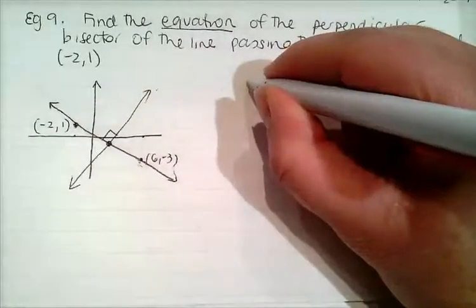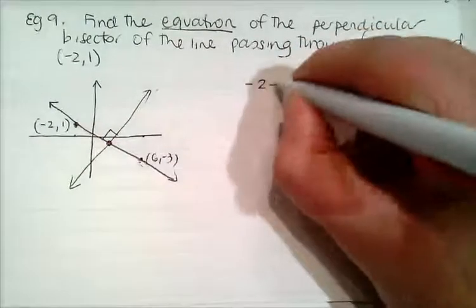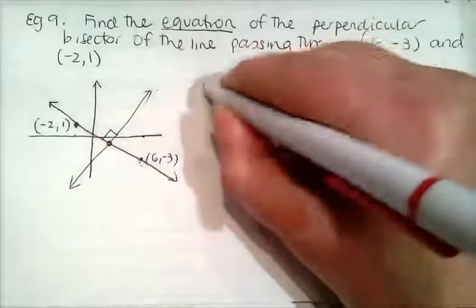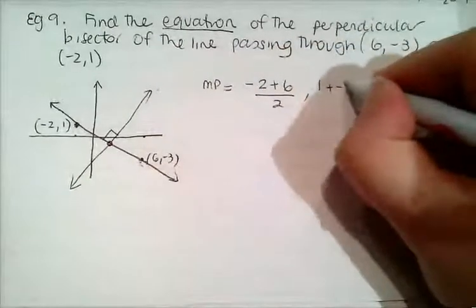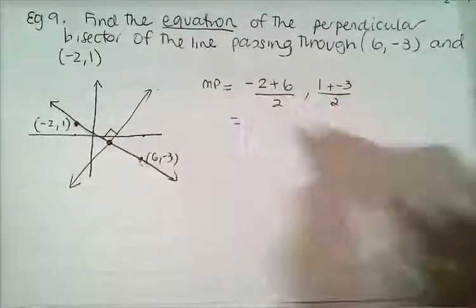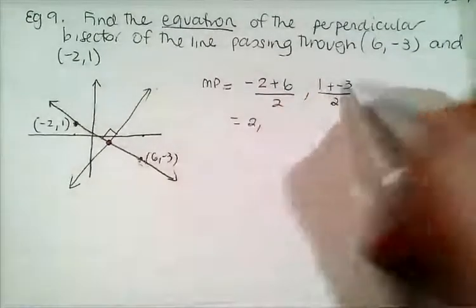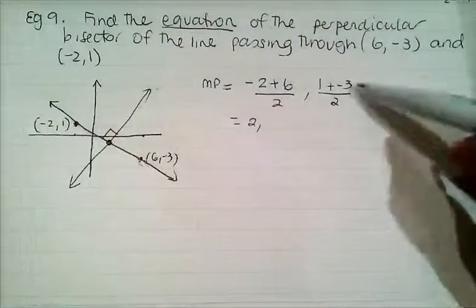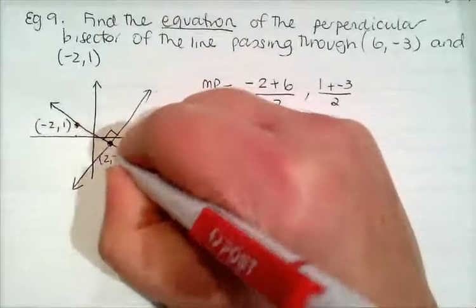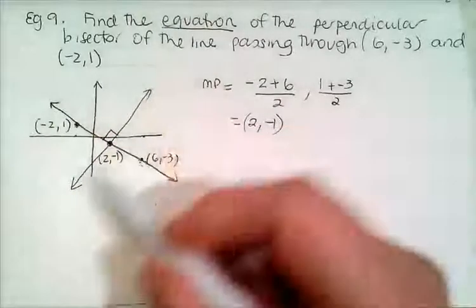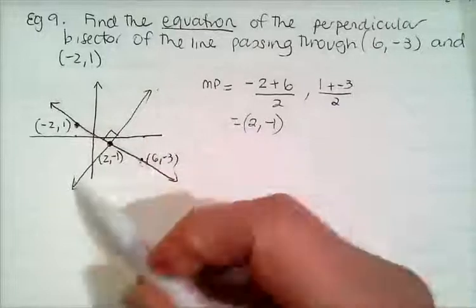So midpoint formula, remember I add the x values together, so I get (-2 + 6)/2, and I add the two y values together and I get (1 + -3)/2. Negative 2 plus 6 is 4, 4 on 2 is 2. And 1 plus negative 3 is negative 2, and negative 2 over 2 is negative 1. So this point here has coordinates (2, -1). So I need to find the equation of this line. I already know a point on that line. I just need to find out its gradient.